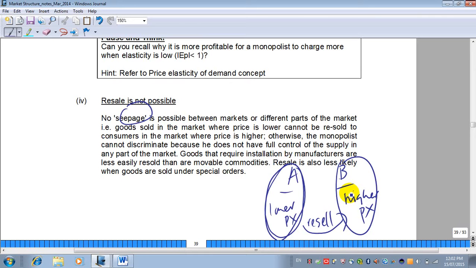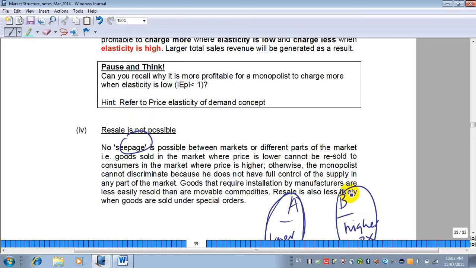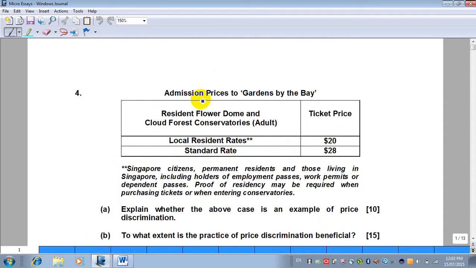Market B consumers will start to buy tickets from consumers in market A who are reselling. So think about it. Reselling should not be made possible. If it's possible, consumers in market A who are charged a lower price will buy more and resell to market B, and market B will no longer want to buy from you. So these are the conditions for price discrimination to work. And now let's go into the question.